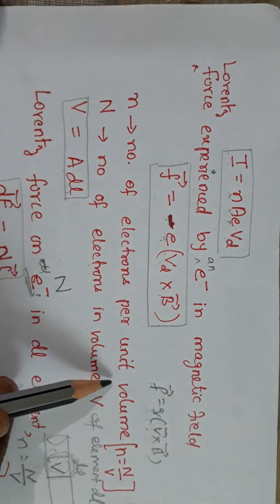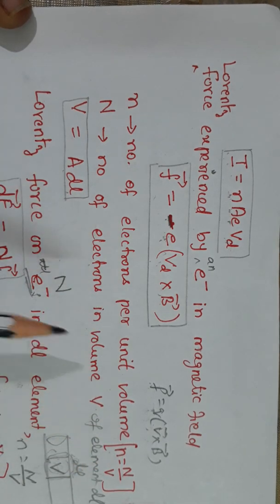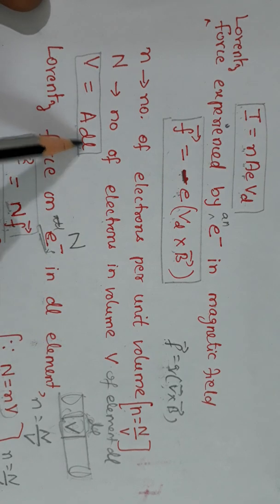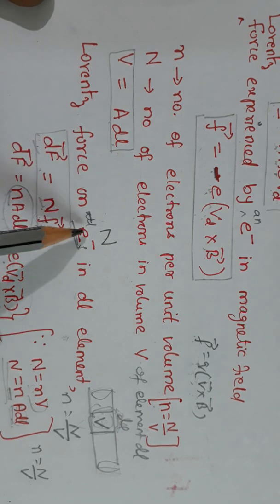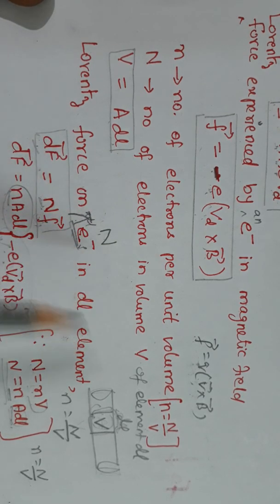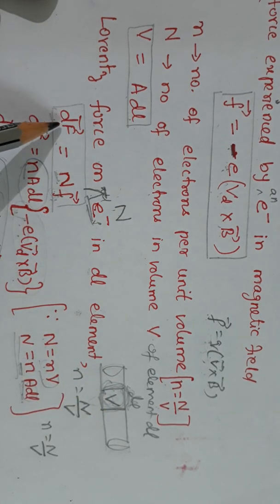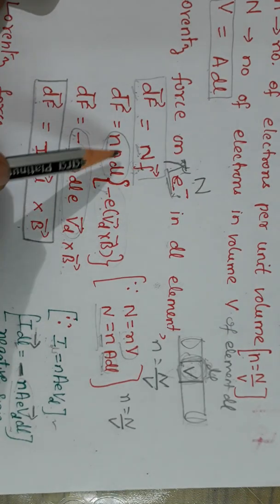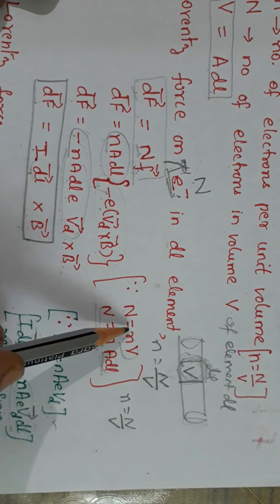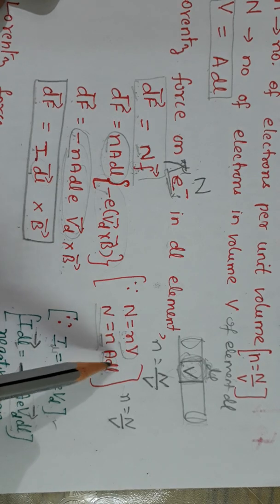Small n is the number of electrons per unit volume. Small n is equal to capital N by V. Capital N is the number of electrons in the volume of element dl, and V is equal to A into dl. While explaining the diagram I told you all these things, right? Now the Lorentz force on N electrons in the dl element. Here how many electrons are there? N electrons. So for the N electrons you are calculating the Lorentz force. So what is the Lorentz force? dF vector is equal to capital N into small f vector. Substitute the value of N. You know that small n is capital N by V, so cross multiplying, capital N is n into V, and V is A dl, right?